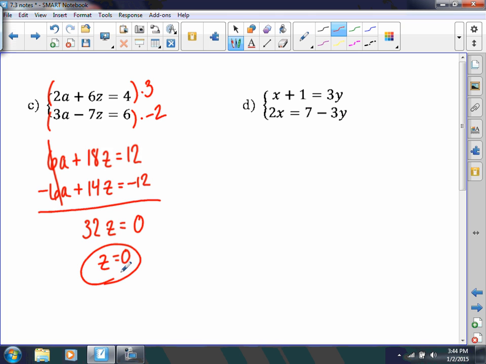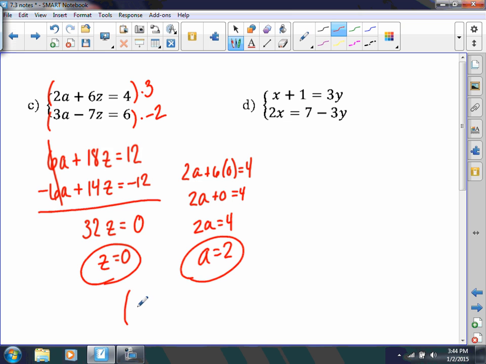Okay, so now I can take that and substitute it into either equation. I'll just pick the top one. So I'll have 2 times a plus 6 times 0 equals 4. Well, 6 times 0 is just 0. So that's 2a equals 4. So if I divide by 2, a is 2.